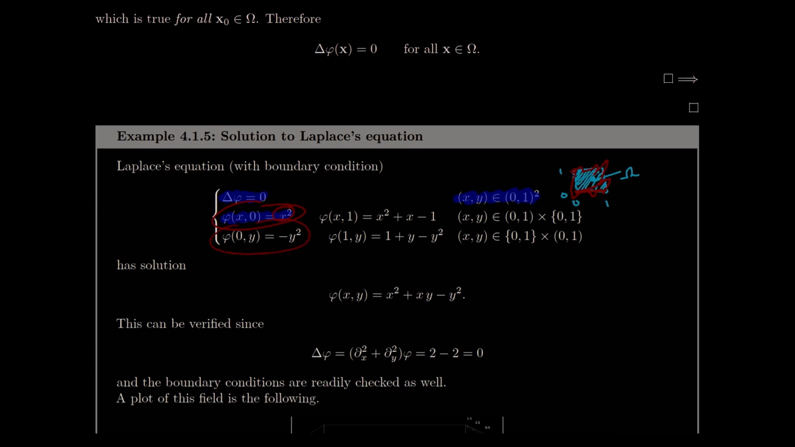On the 0 value for x, it's negative y squared. So that's over here. Negative y squared kind of goes downwards like that. On the 1 value for x, it's x squared plus x plus 1, which is probably something like this. Kind of comes up and peaks there. And then on the 1 value for y, which is in the back here, it kind of comes down and connects back up.